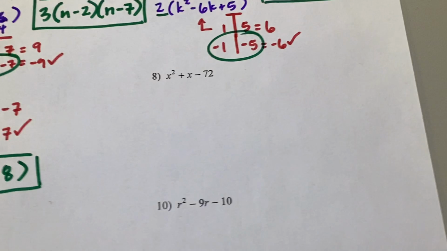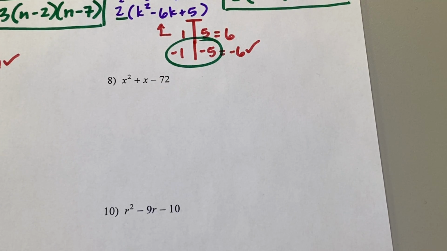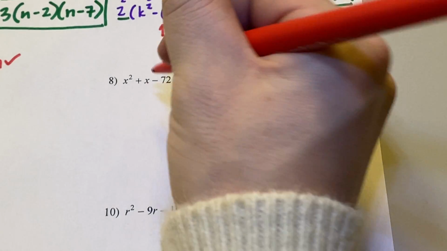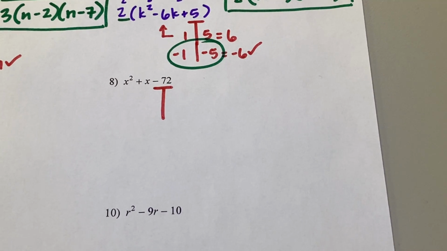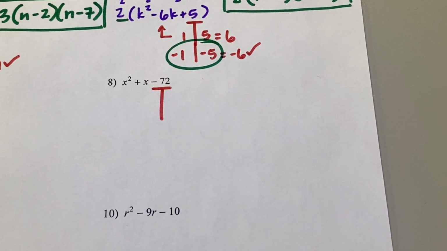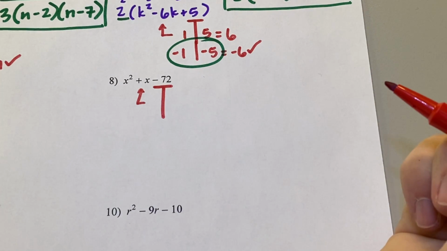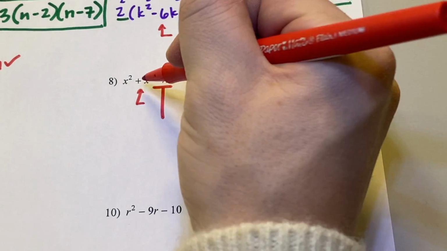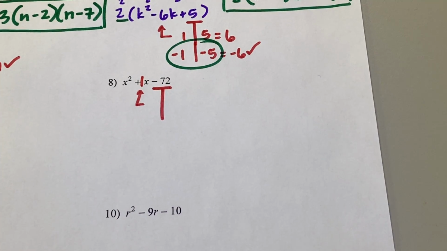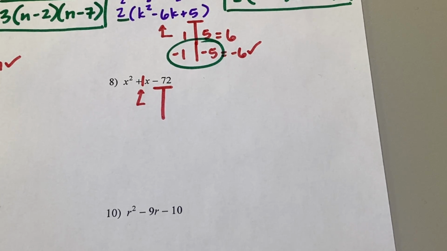Okay, let's keep playing it. What's the first number I look at? -72. Okay, so I need two numbers that multiply to give me a -72, but add to give me what? What's my middle number? 1. Now give me some numbers. Let's just test them out. What numbers multiply to 72?